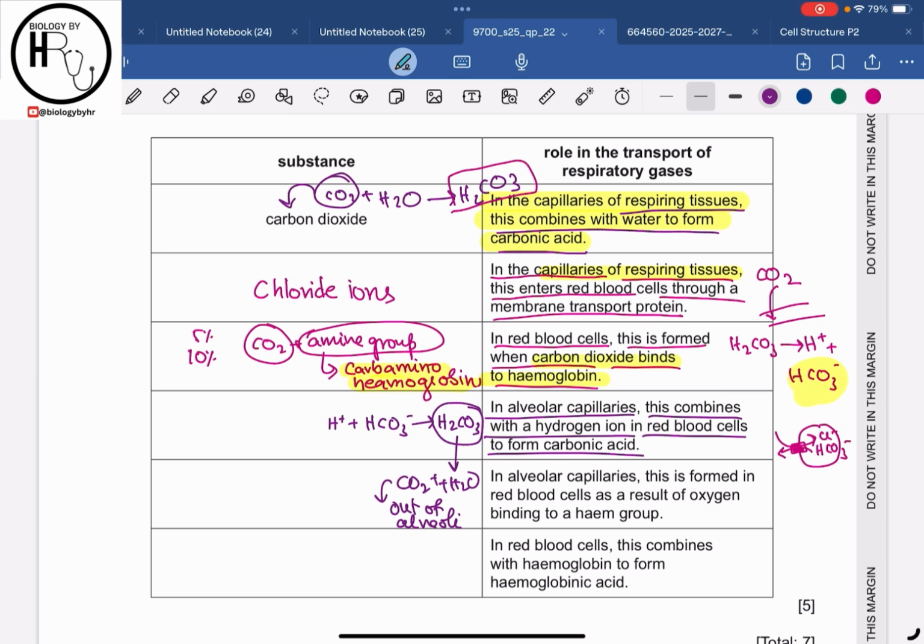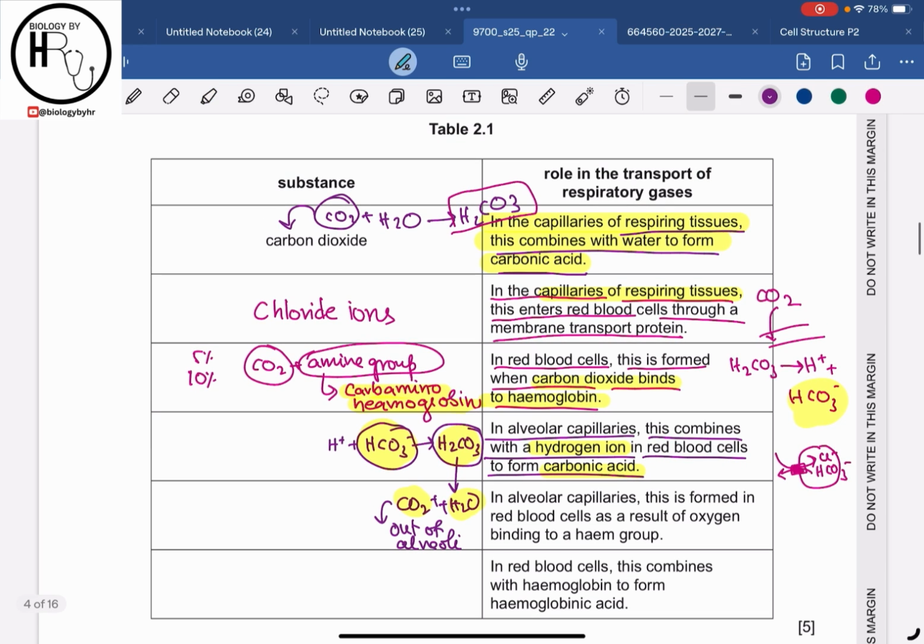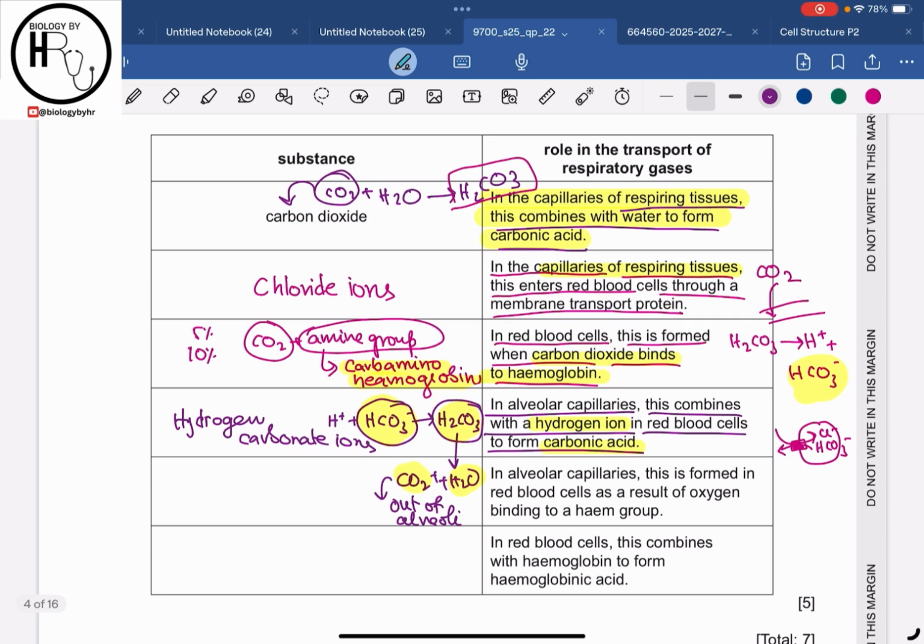So the answer over here would be the hydrogen carbonate ions. Yes, hydrogen carbonate ions, because these are the ions which are combining with the hydrogen ions in the red blood cells to form the carbonic acid, and then this carbonic acid is dissociated into carbon dioxide and water, and then the carbon dioxide is diffused out of the alveoli. So the answer over here would be the hydrogen carbonate ions, right? And let's come to the next row.